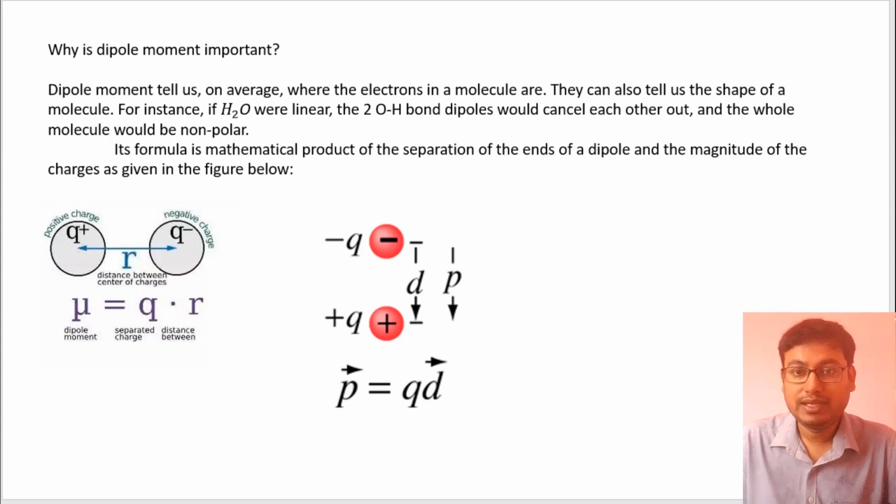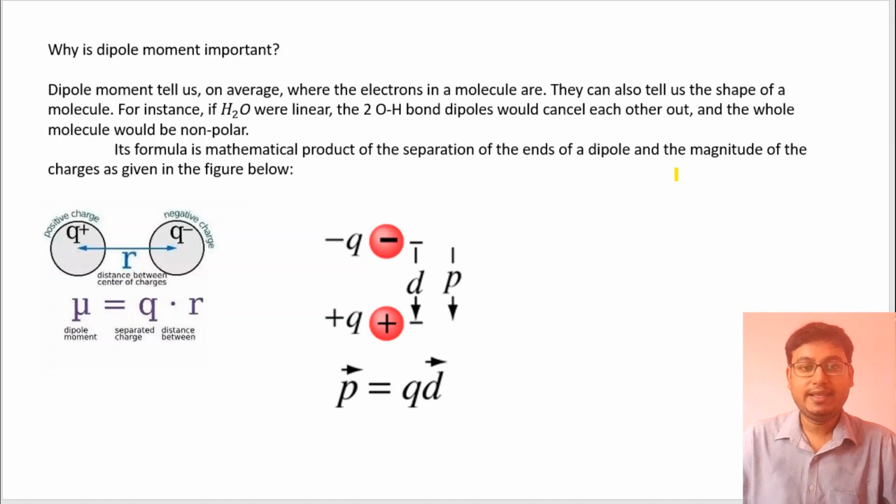It can also tell us the shape of a molecule. Means if we know the dipole moment, we can visualize very well the 3-dimensional arrangement of atoms in the molecule. In that situation it will help us to find out if the molecule will react with any other atom, molecule or an ion, how it will react, and what the diagram of the new molecule will be.